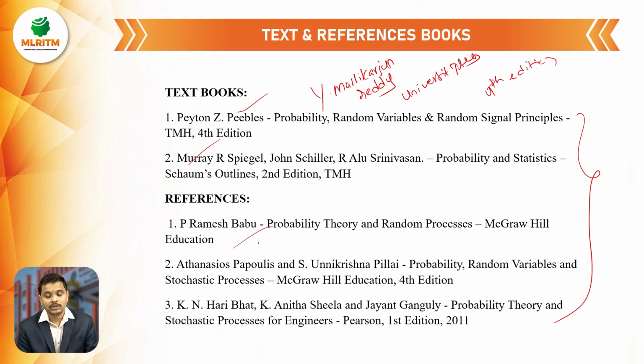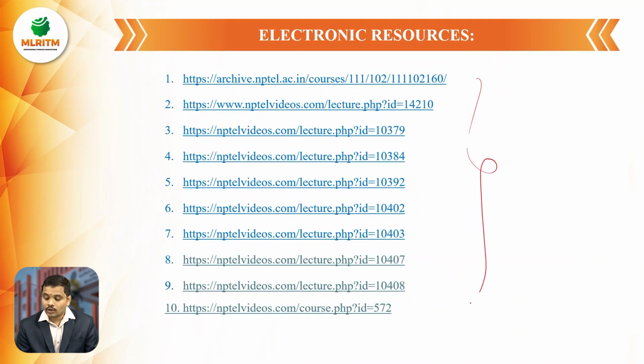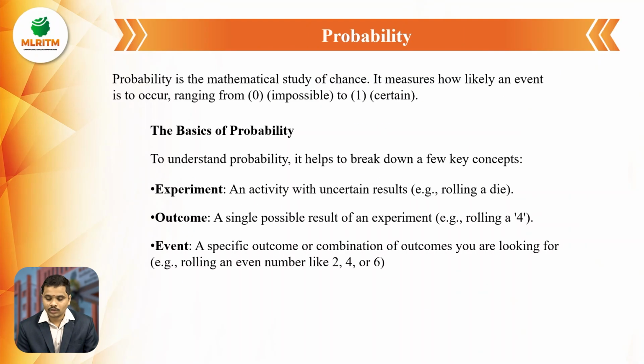Instead of that, Peebles is also a good book. Murray is also a textbook. P. Ramesh Babu, Papoulis and K. N. Hari Bhat are also good textbooks for studying probability theory and stochastic processes. And these are the different electronic resources available on our websites, like Swayam MOOCs and NPTEL. All NPTEL videos are given here, so by watching those NPTEL videos you can also gain knowledge on PTSP. And coming to probability, what is probability?